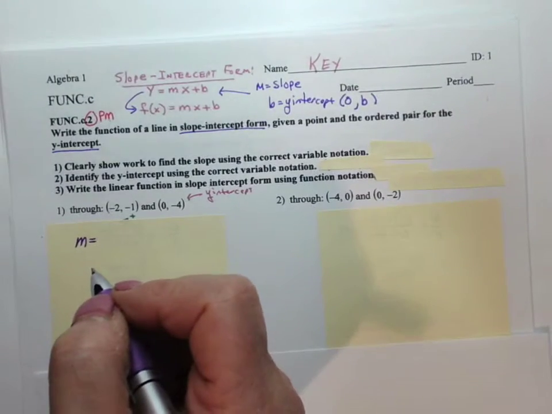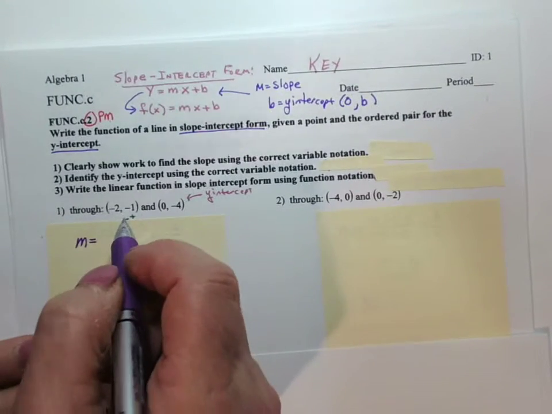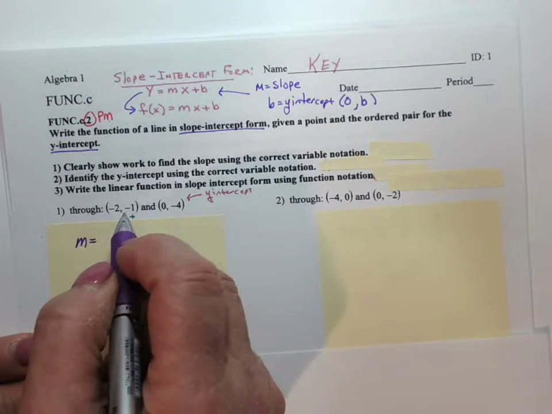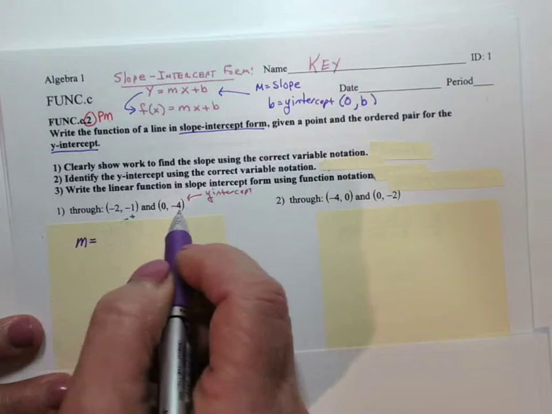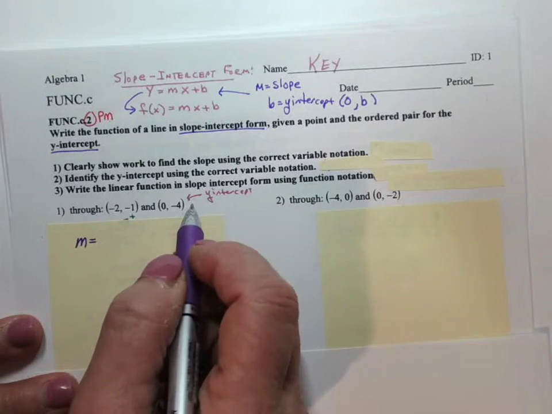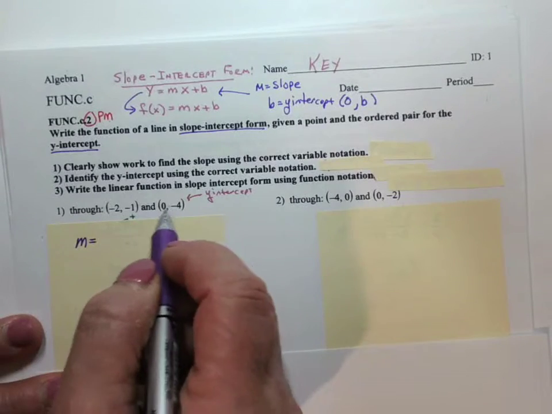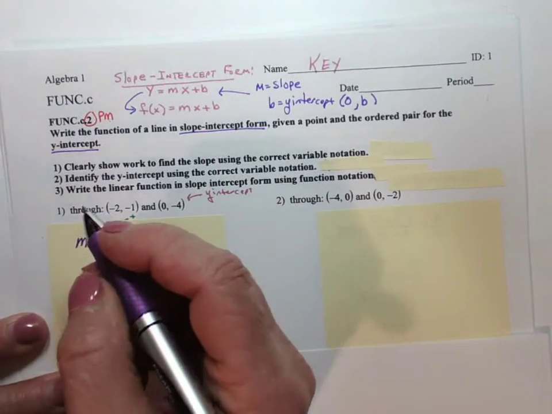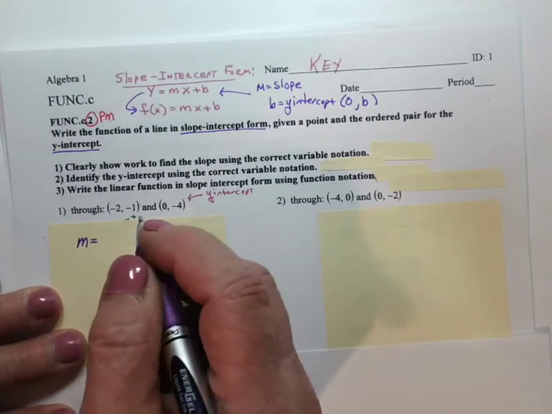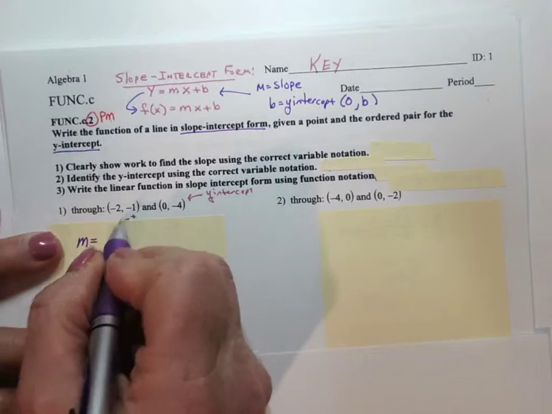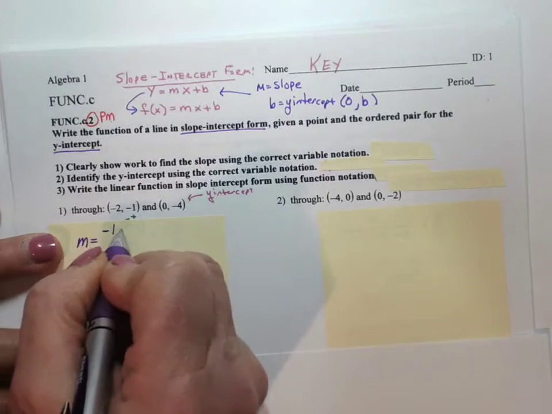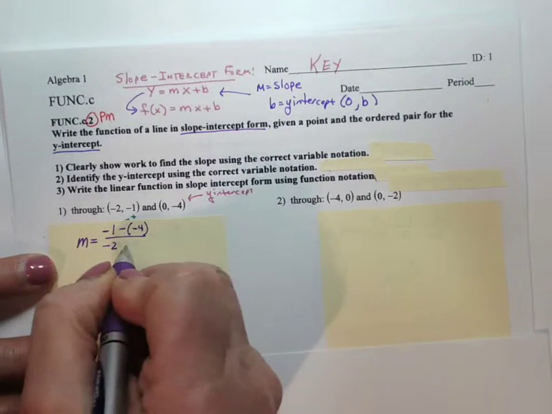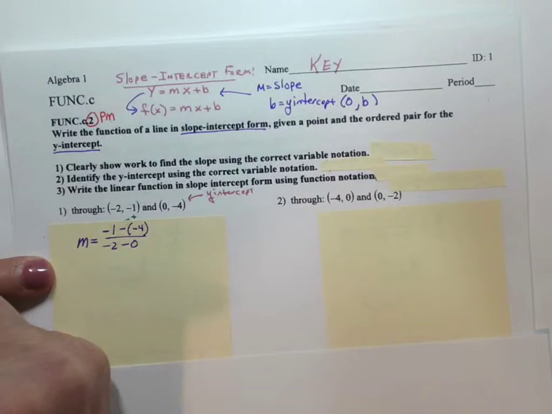So the first step is to find the slope. And the way that I always find slope, because you naturally read from right to left, is I'm going to use negative 1 minus negative 4. For those of you that have been taught to subtract the second point from the first point, you're going to get the exact same answer. So you can do it your way or my way. We're both right. So I'm going to take my y-coordinates, negative 1 minus negative 4, over negative 2 minus 0.